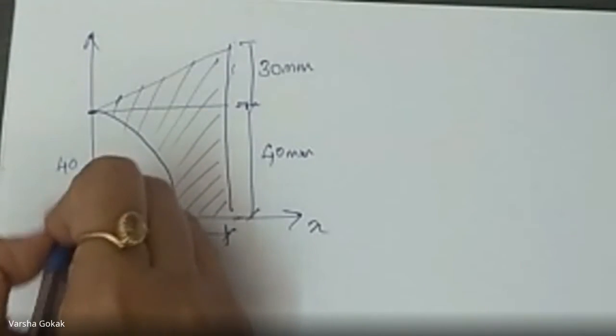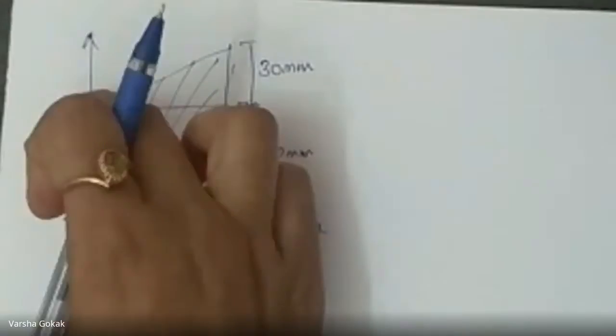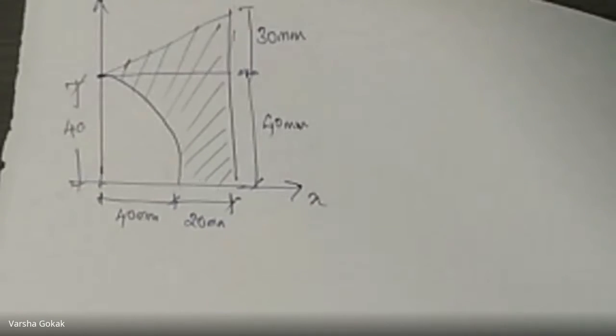It's a quarter circle, no? So you have to identify if this is 40, this is 40. So 70 minus 40, the height of the triangle would be 30 mm. Clear?